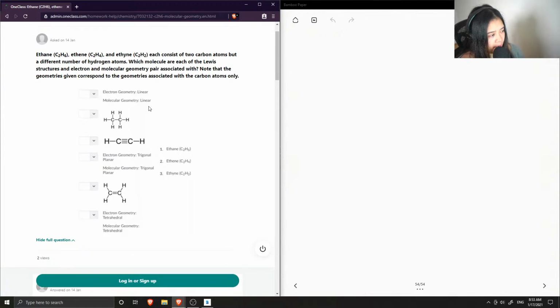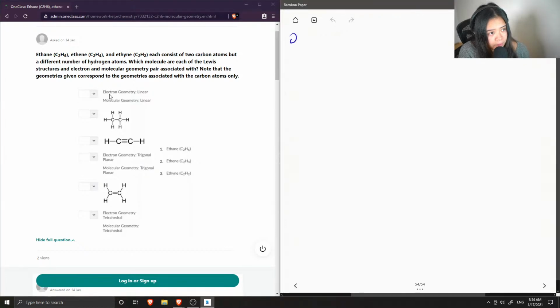So here it's one of those interactive questions where, if you have ethane, ethene, or ethyne, you label which of these electron and molecular geometry pairs associates with that structure and also with that chemical compound. So let's start off with ethane.